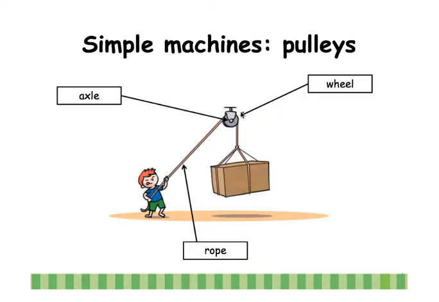Again, we have the wheel, which is the round part, and the axle in the center, and the rope that runs around the wheel. You can see this boy is having a hard time lifting the box, even with the pulley, so it would help if he had 4 or 5 pulleys all together. That would make lifting the box even easier.